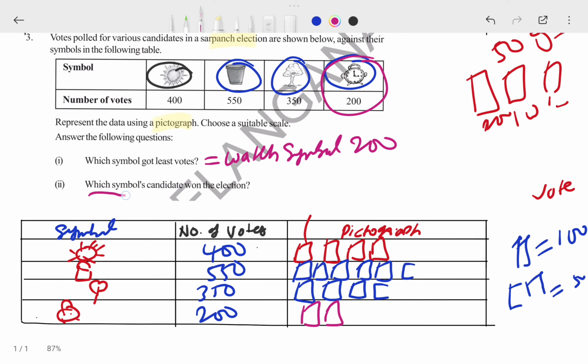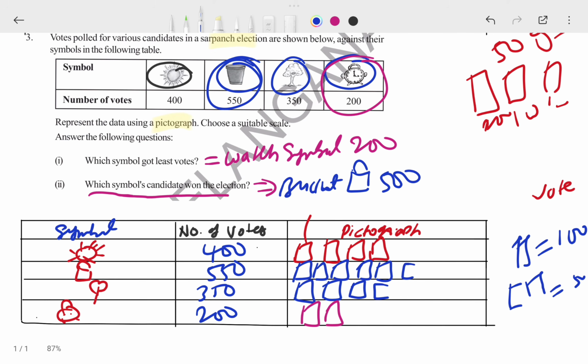Which symbol candidate won the election? Who have more number of votes, they will win. So this one is the winner, so you can write bucket symbol. Now bucket symbol won the vote. You can create the bucket symbol also like this. Bucket person is getting 500 votes. Now this is the win. So is it clear? Right, so this is over.